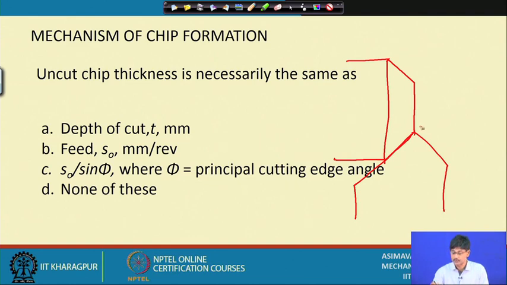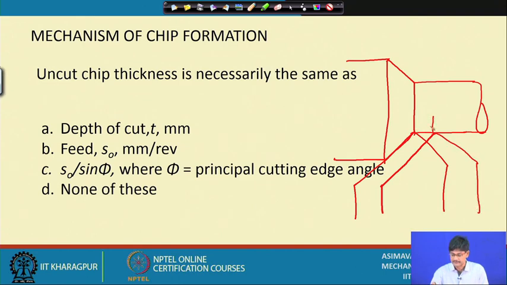this is one position of the tool, this is the finished cylindrical part, this is another position of the tool, and therefore, this is the feed S0. This angle is phi, and therefore, the uncut chip thickness looking from the top, this is our chip volume which is coming out, it ultimately comes out this way. So, this is the uncut chip thickness, and obviously, it is equal to S0 sin phi. Okay.